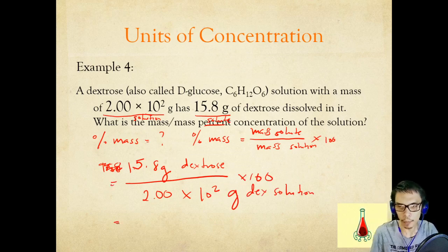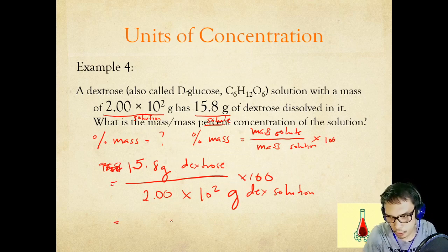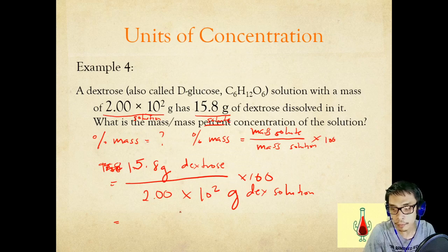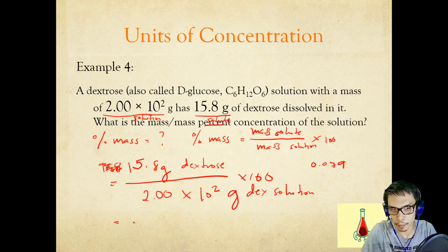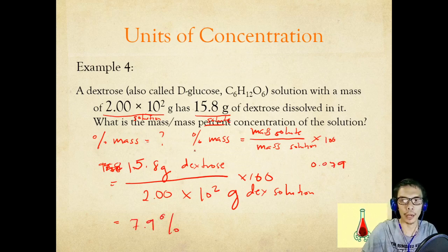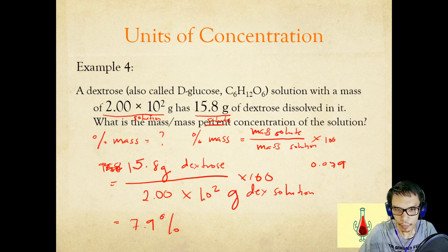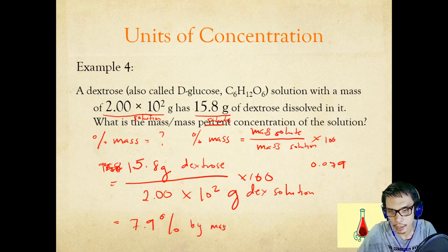So just do the math properly. So just do the math here. You will get 0.079, I think. 0.079. And you multiply that with 100%, you will get 7.9%. So what is this one? 7.9% is the percent by mass.